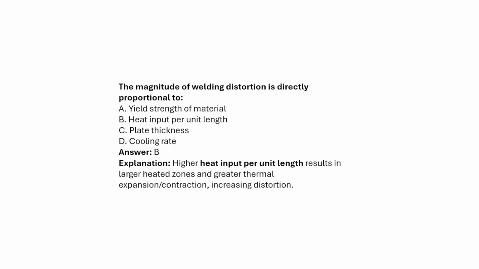Next, the magnitude of welding distortion is directly proportional to: option A, yield strength of the material; option B, heat input per unit length; option C, plate thickness; option D, cooling rate. Answer will be option B, the heat input per unit length. Higher heat input per unit length results in a larger heat-affected zone and greater thermal expansion and contraction, which increases the distortion.